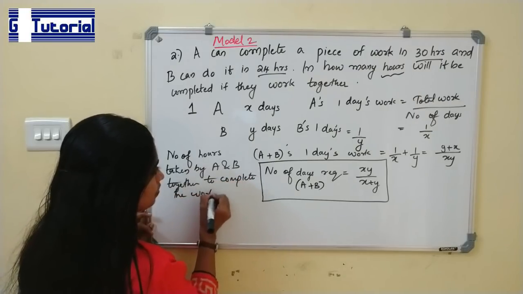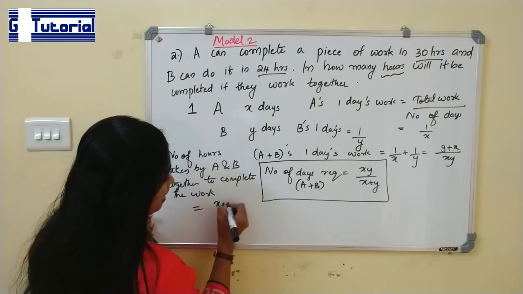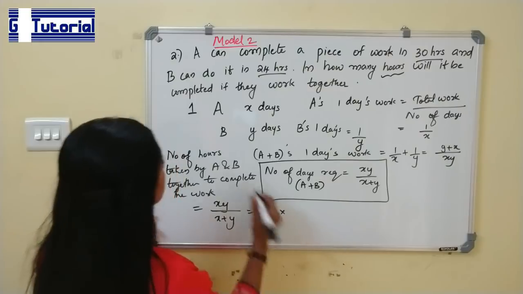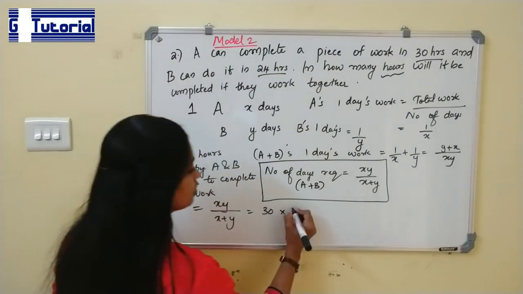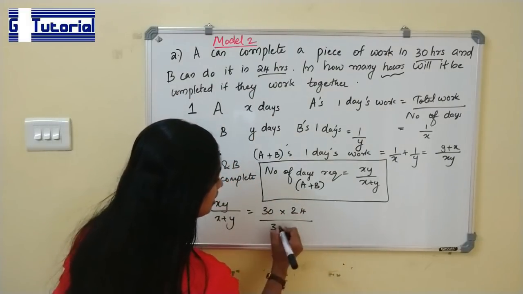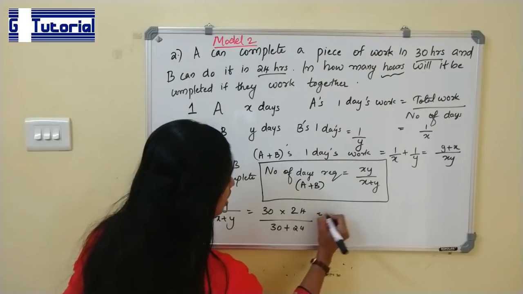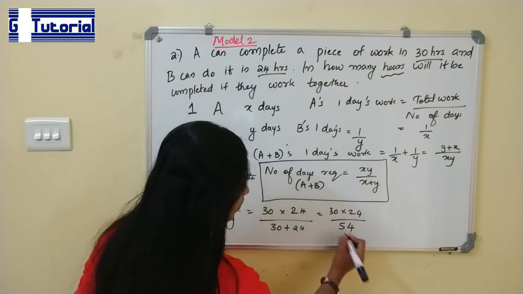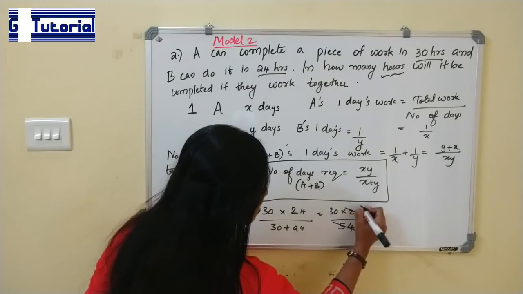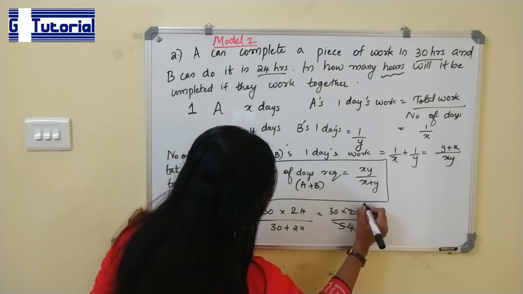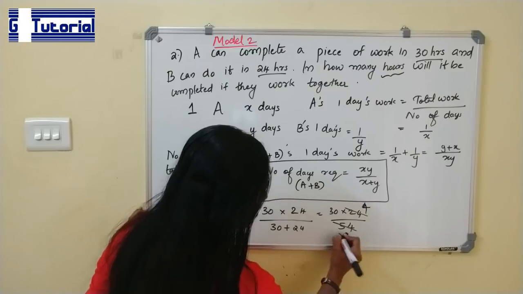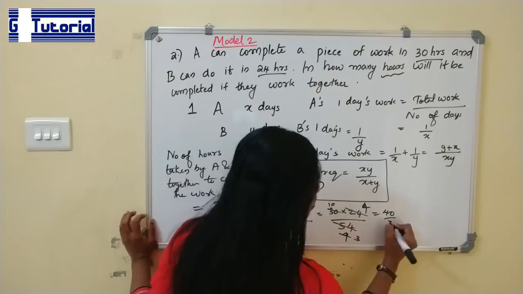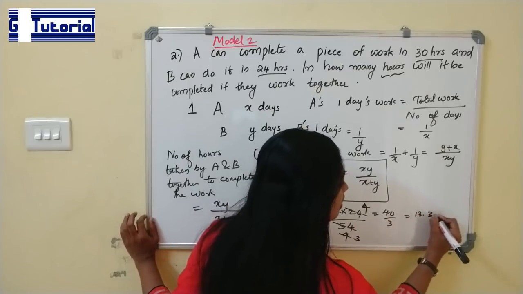Is equal to xy by x plus y. Here x is 30 and y is 24. So 30 into 24 by 30 plus 24, which is equal to 30 into 24 by 54. We can cancel using 6. 6 4s are 24 and 6 9s are 54. So 4 into 10 by 3, which is 40 by 3, which is equal to 13.33 hours.